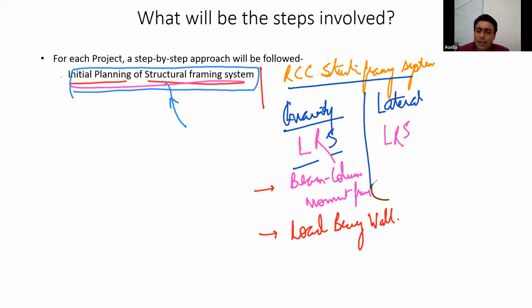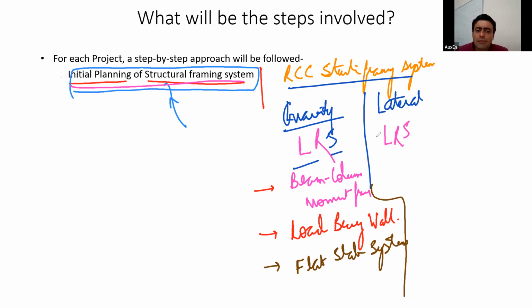What is the other system you can have for gravity loads? So I think you can have a flat slab system. So these types of systems are one of the most commonly used systems in case of RCC structures. In RCC structures, what are the lateral load resisting systems adopted? Lateral load means to take care of earthquake, wind, etc.